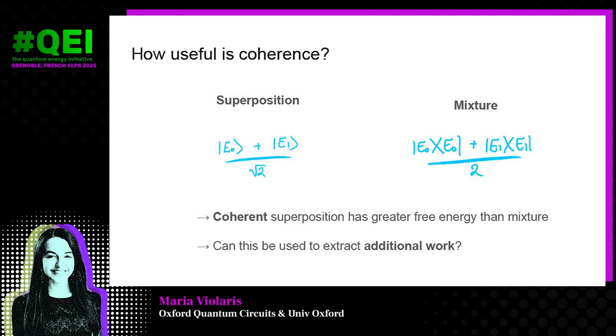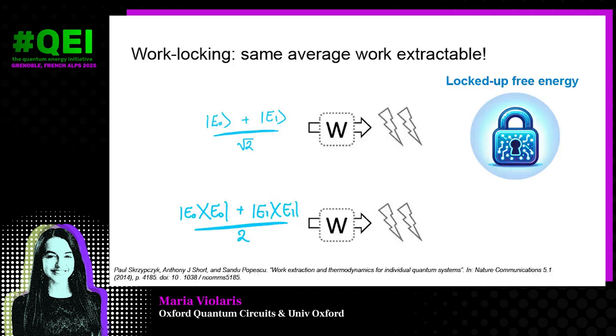And one difference is that the coherent superposition has more free energy, so you might think that you can make use of this and extract more work from the superposition than you can from the mixture. So an interesting result when people looked into this was a phenomenon called work locking. What was found is that if you try and extract work from a single coherent state and compare it to the work that you can extract from the corresponding incoherent state, you actually can just extract the same amount of work. So even though you've got more free energy in the coherent one, you can't extract that as extra work. So it's like the work is locked up in the coherent state, so that's why it's called work locking.